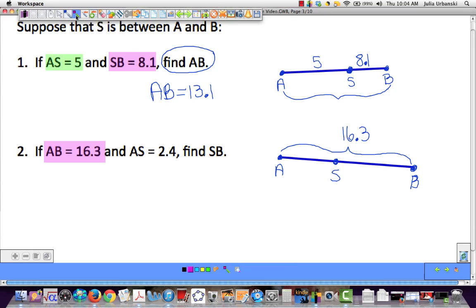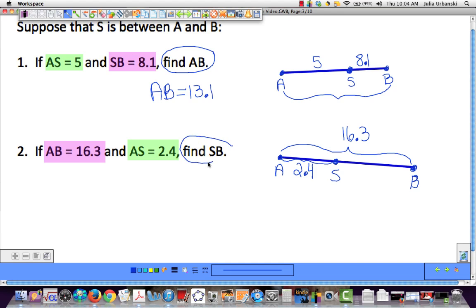And go back to what we're given. Another piece of information is that from A to S, segment AS is 2.4. So from A to S, it's 2.4 right in here. And the question is find SB. SB is this little piece left over right here. They want us to find SB right here.